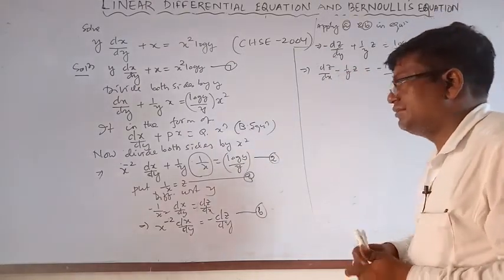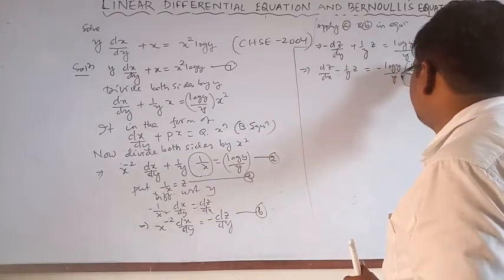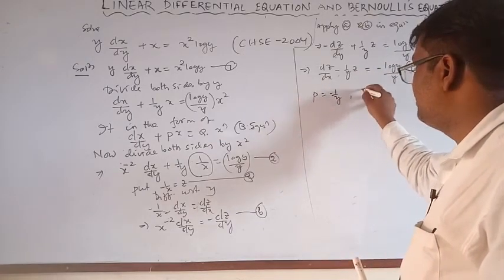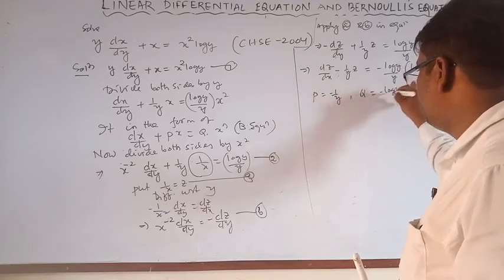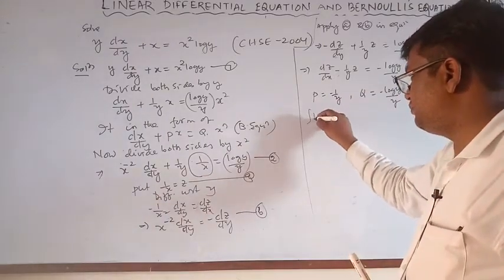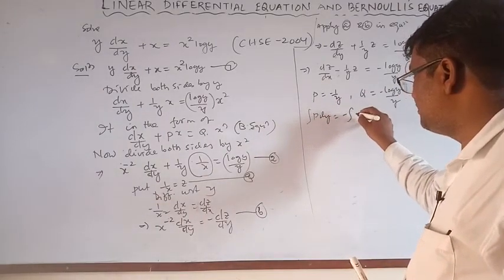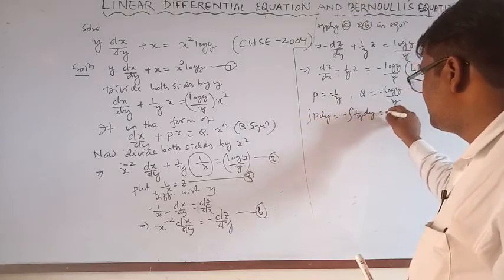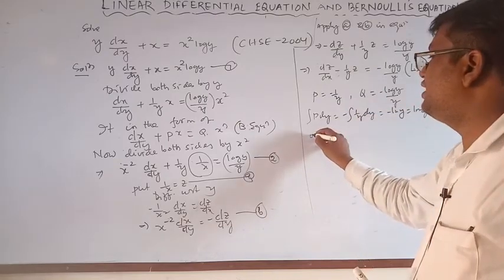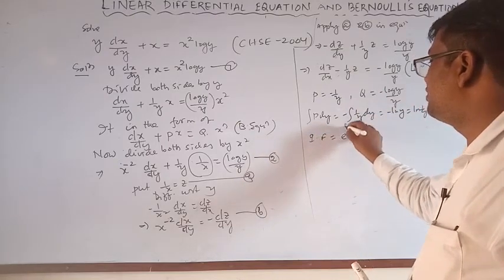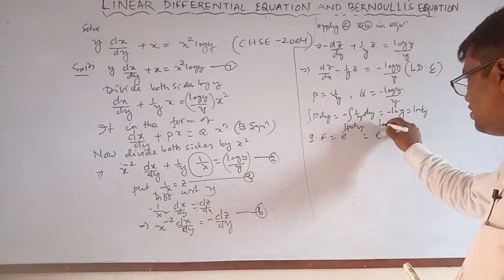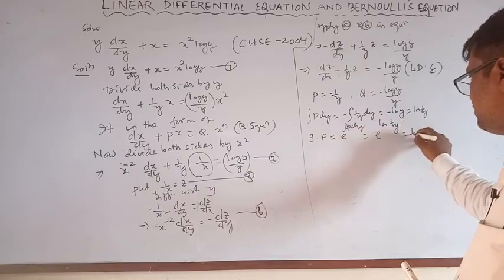This is a linear differential equation. Now P = -1/y and Q = -log y / y. So the integral of P dy is the integral of -1/y dy, which is -log y, that is log(1/y). So the integrating factor IF = e^(∫P dy) = e^(log 1/y), so IF = 1/y.